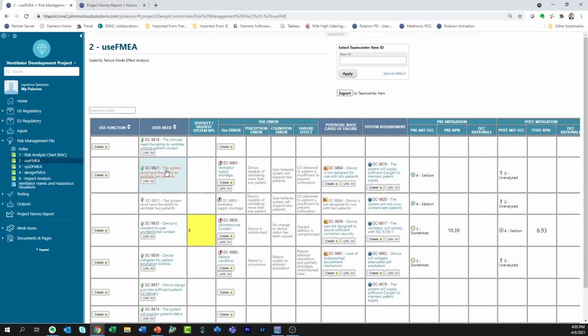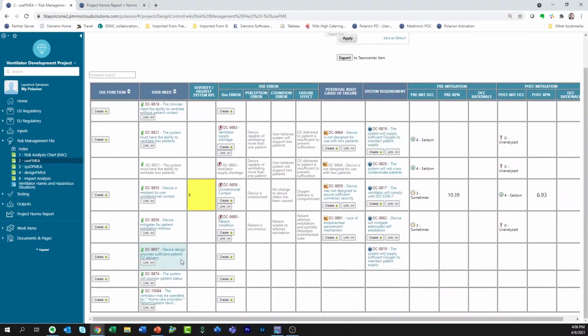And the use FMEA then takes all of the user needs. And what we start to do then is develop a set of use errors. And those use errors have root causes. And so we're going to get yet another mitigation occurrence level. And we're going to come up with a set of system requirements that will control the occurrence of that particular user need.